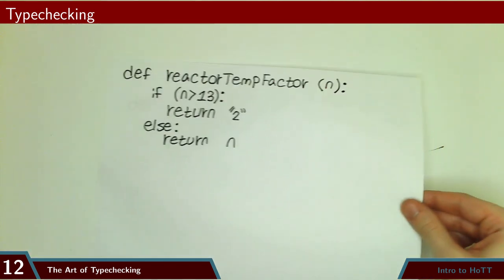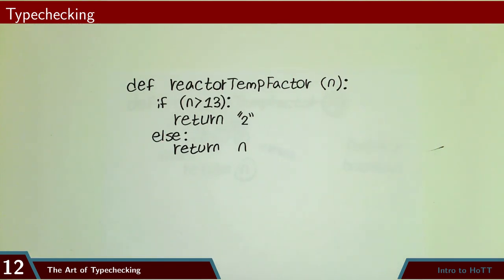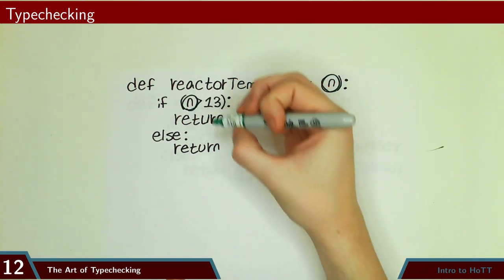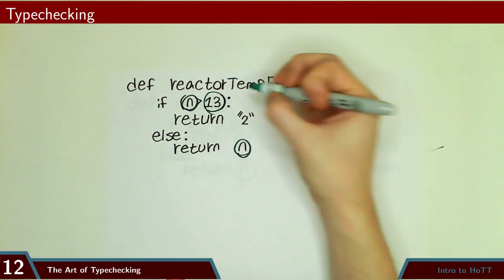Contrast this with the bad example. So again, we have n is a number, n is a number, n is a number, 13 is a number.